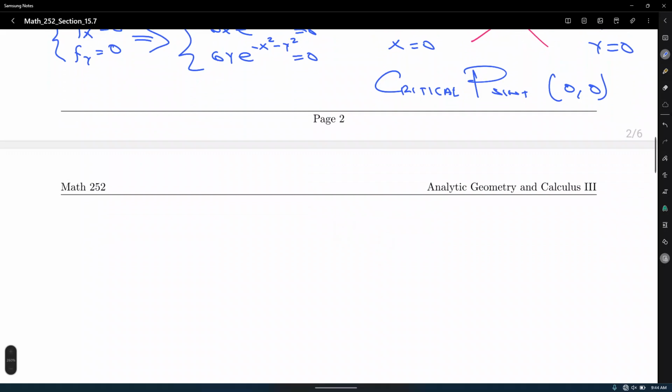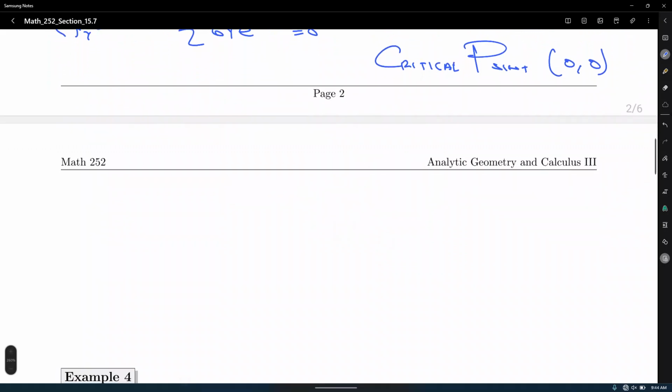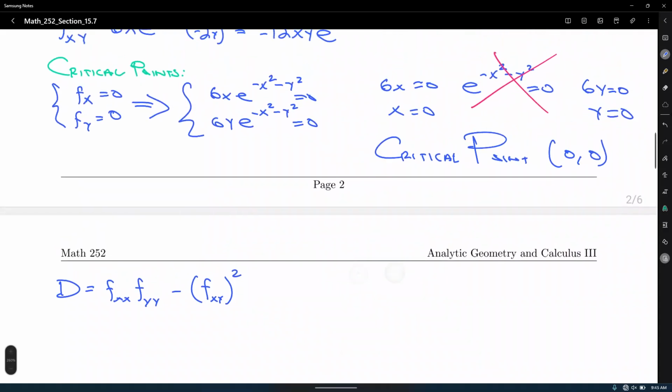Four case scenarios. Okay, so D, which is f double x times f double y minus f xy, or f yx, it doesn't matter, quantity squared. Let's set up the expression. So what did we get for f double x? Okay, I think I have it handy here.